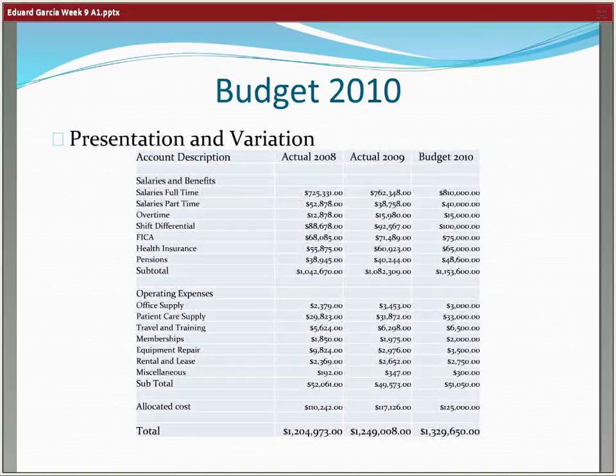The 2010 budget actually has a big difference, because it's more than 5%, it's actually a 6% increase on the expenses and salaries and benefits. We can see that the major difference is on the salary full time.